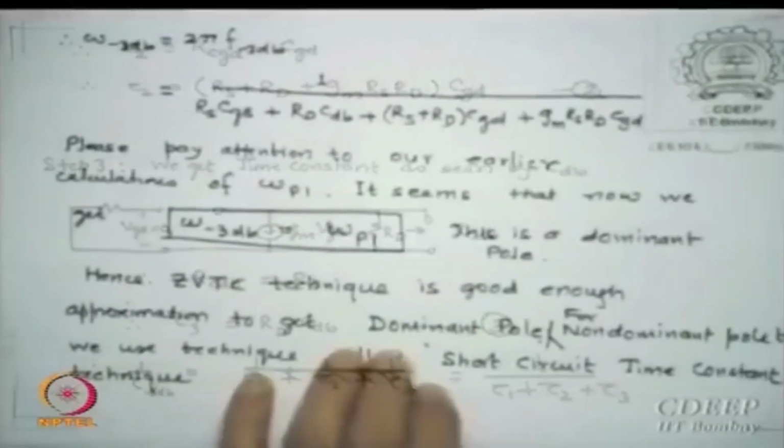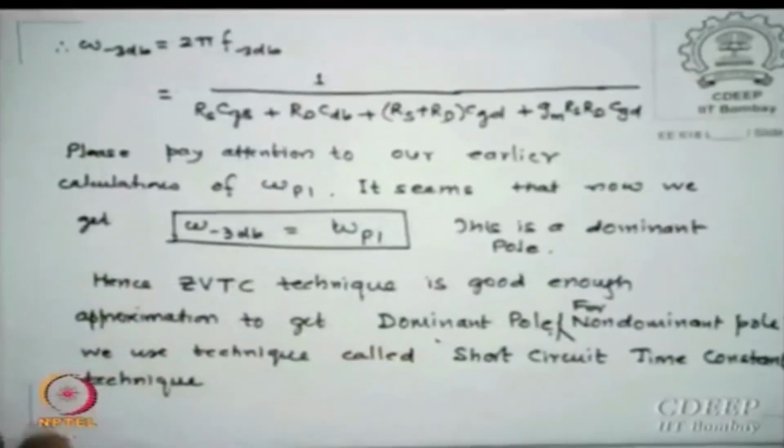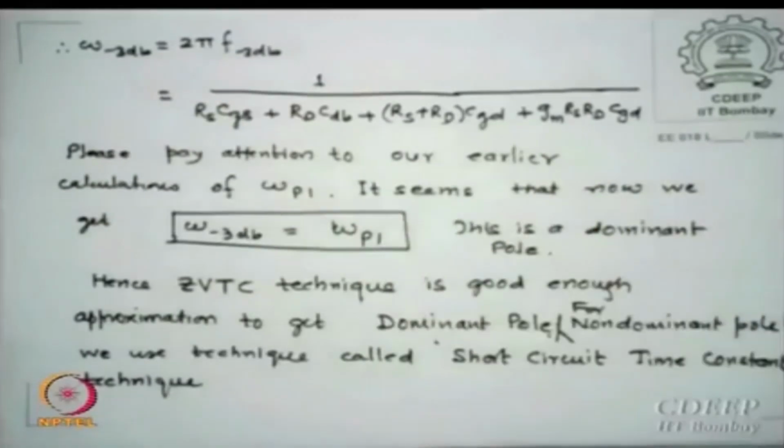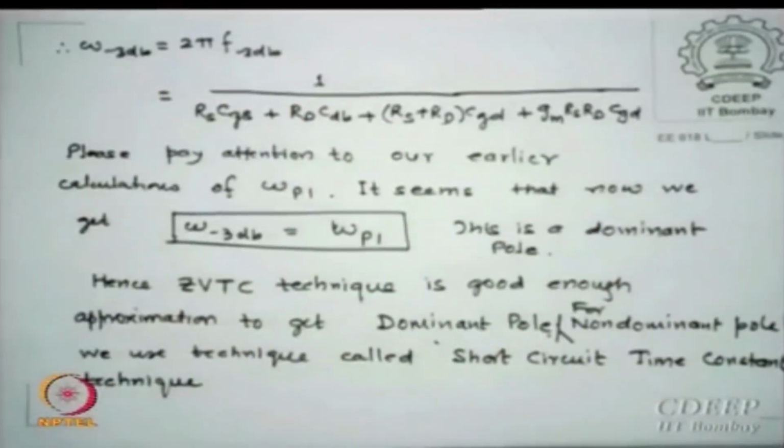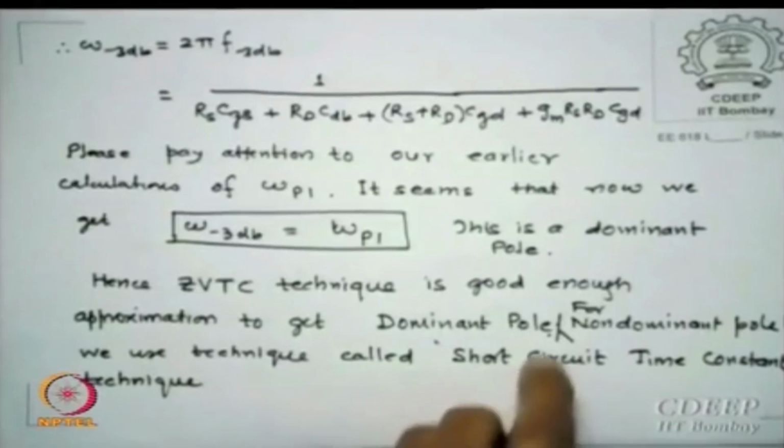Is that okay? So F3 dB, 2 pi F3 dB is this expression, and you can see this expression is almost same as the expression we derived earlier for omega P1 using Miller's theorem. So essentially zero value theorems are representing Miller's technique. Is that clear? And this pole is the dominant pole. Now there are other poles if you want, this full stop के बाद.